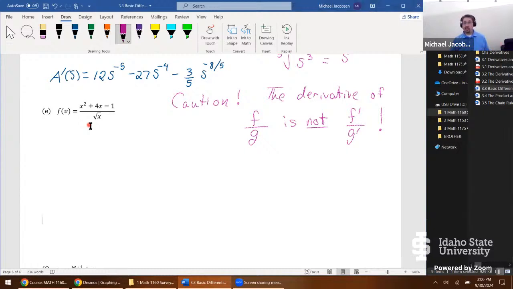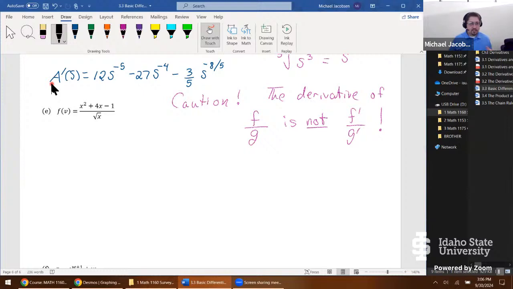And this is a problem where we actually wouldn't even use the quotient rule on this one, even in section 3.4, because we can fix that function just by taking root x and dividing it into all terms in the numerator. So that's going to be our approach on this one.